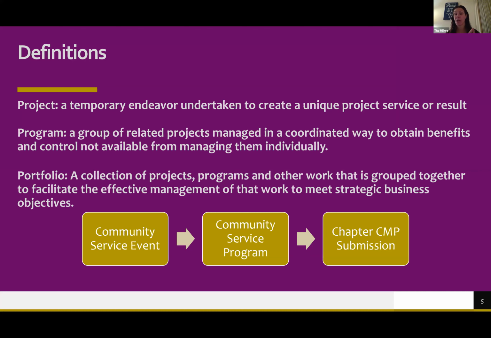So that includes your projects, your events, right? Your programs, all of your community service events together, all of your professional events together, but it also includes other work. It includes your officer reports. It includes your meeting minutes. All of those things come together to be your chapter CMP submission for the year. And that's your portfolio of work that proves that you've accomplished that goal of being an accredited chapter or a chapter of recognition or a chapter of excellence.